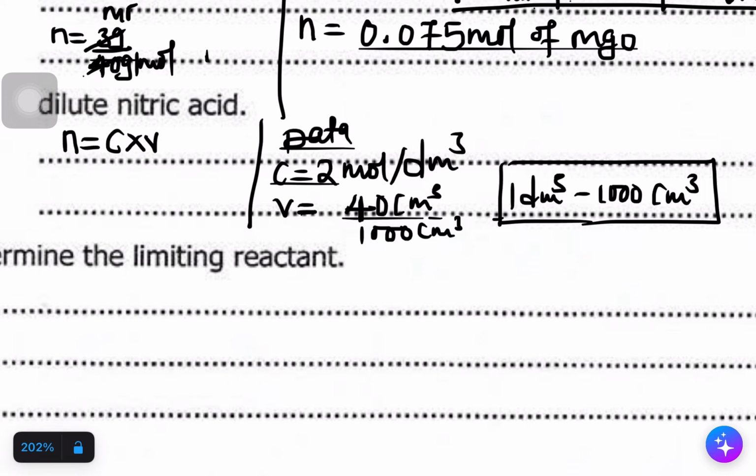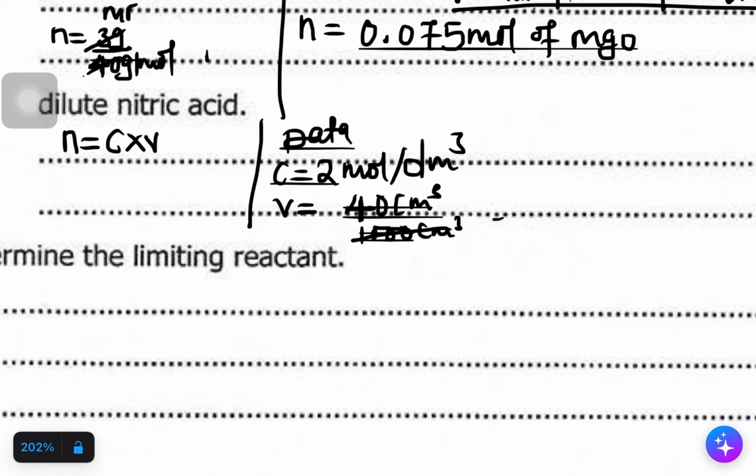So I will state 40 divided by 1000. What I'll get is 0.04. Okay, so I'm getting 0.04 as a value. So here, volume will be equal to 0.04 dm3. So this is the volume that I'm having.